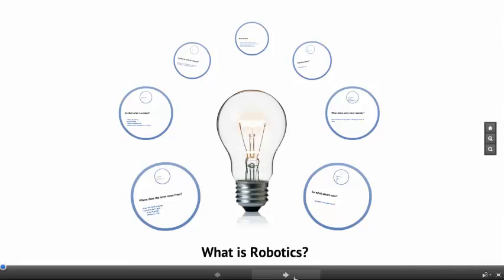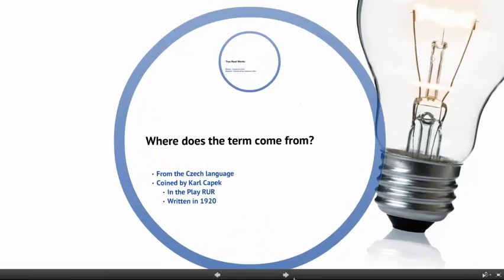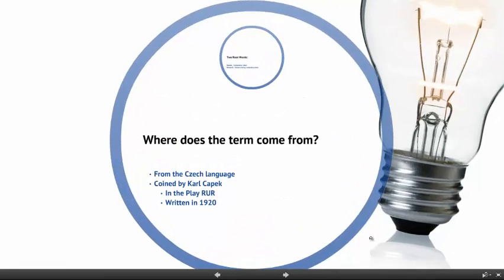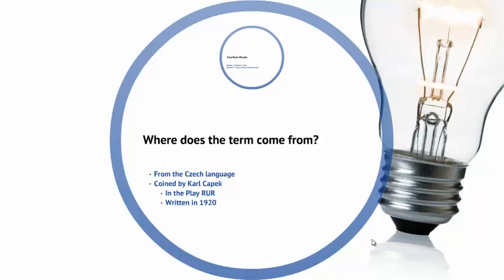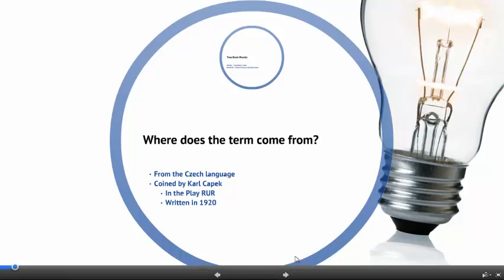So the first thing we need to look at is, what is robotics? Well, the term robot comes from the Czech language and was coined by Karel Čapek in the play Rossum's Universal Robots, or R.U.R., which was written in the 1920s. So that's actually a fairly recent term. It's not something that's been around for ages and ages, and even in that sense, it's not what we typically would think it is.